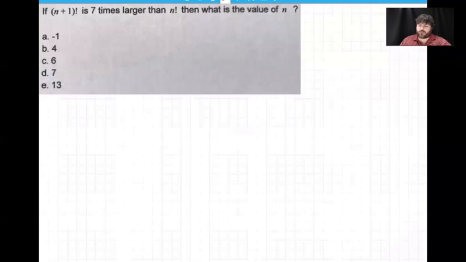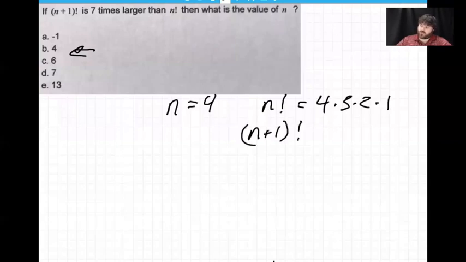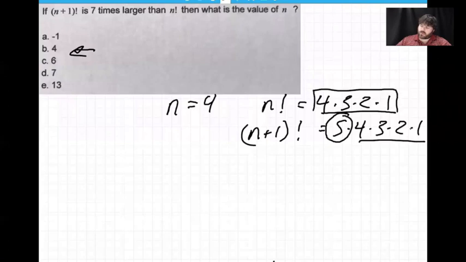All right, if n plus 1 factorial is 7 times larger than n factorial, then what is the value of n? Well, let's think about this. Let's say n was equal to 4, that's one of our answer choices. That would mean n factorial equals 4 times 3 times 2 times 1, so n plus 1 factorial would be 5 times 4 times 3 times 2 times 1. It's just one bigger. Notice this is n factorial, and this is n, it's 5 times as big. We want it to be 7 times as big, which means that n must have been 6.